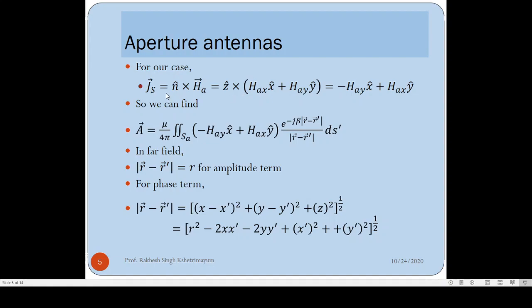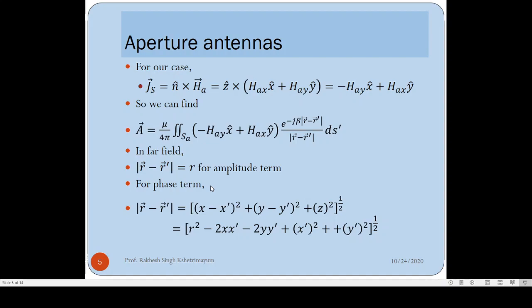So now we have the electric current density, then we can easily find the magnetic vector potential. Just replace the electric current density in the previous expression by the new expression we have from the aperture fields, and we can find out the magnetic vector potential. And as you know, in the far field, r minus r dash would be equal to r. This vector is very small in comparison to the observation point, which is at a very far away distance from the antenna. In that case, you can neglect this for the amplitude term. But for the phase term, since you know that phase changes from 0 to 2 pi, you cannot neglect it.